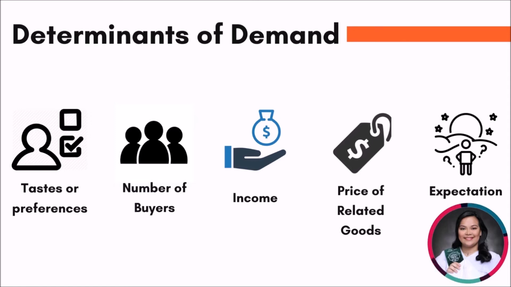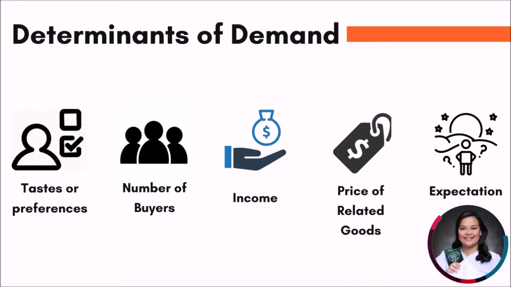The fourth one is price of related goods. Substitute goods and complementary goods are considered as related goods. Substitute goods are two goods that can be used in place of one another. It is called substitute goods when there is an increase in the price of a particular good and the demand of its related good increases. An example is if the price of rice increases, people tend to find alternatives such as corn, potatoes, sweet potatoes, or even pasta.